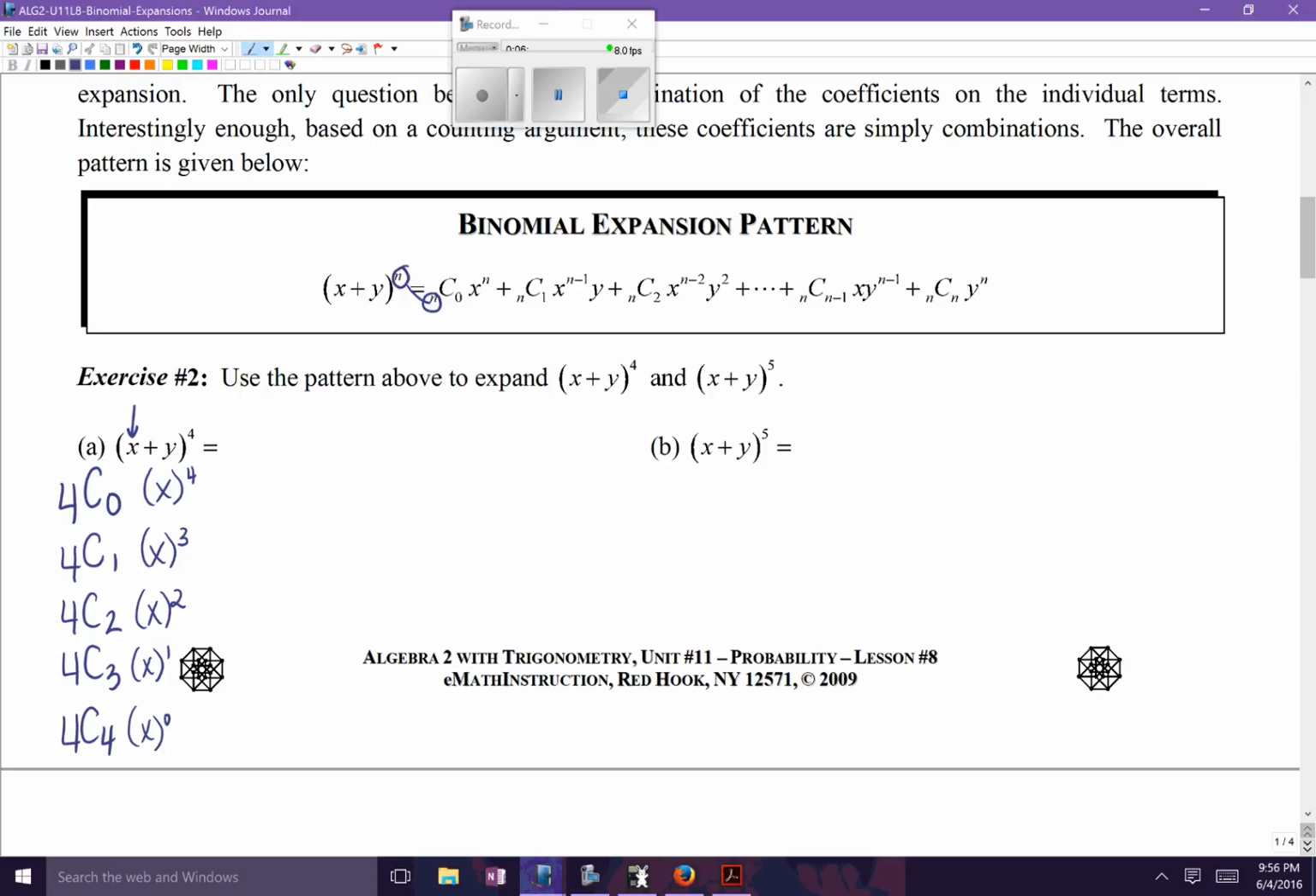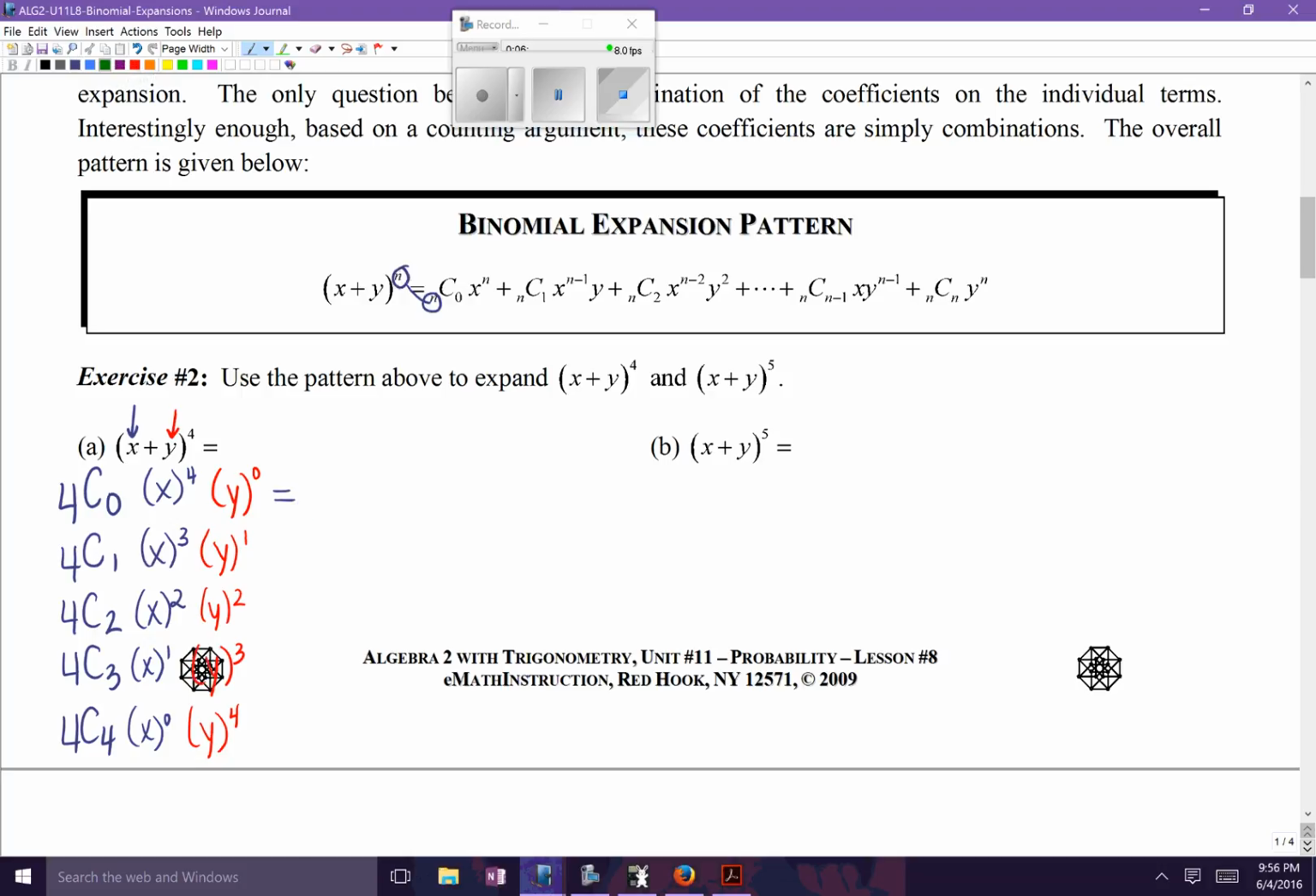Now I'm going to deal with this part of the binomial. And we had said before that the y's are ascending, meaning they're increasing. So y to the 1, y squared, hopefully you can see that, y to the third, y to the fourth. So there's 3 parts to each of these. And what we're going to do next is we're going to calculate these.